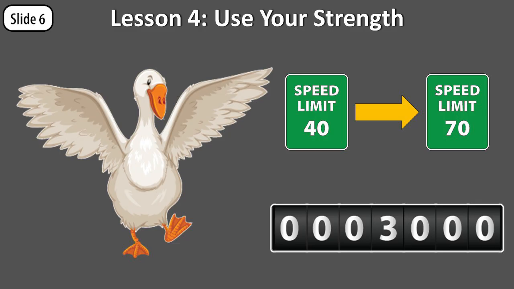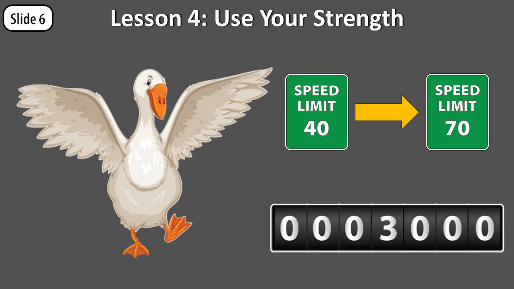The images on this slide illustrate how fast and far a goose can fly. There's a cartoon goose next to two speed limit signs. One sign says 40 miles per hour, and the second sign says 70 miles per hour. There's an arrow between these signs pointing towards the one for 70 miles. There's an odometer, which is a device that measures mileage, that reads 3,000 miles.